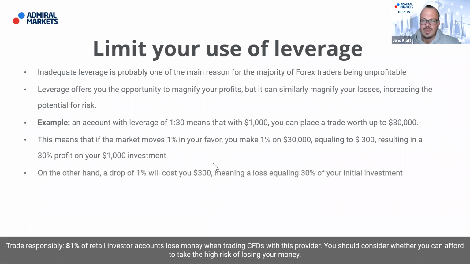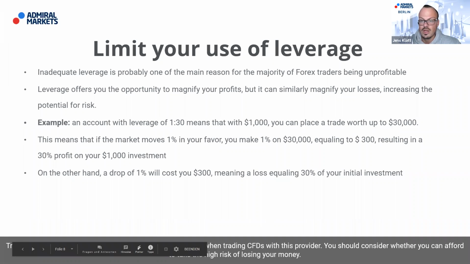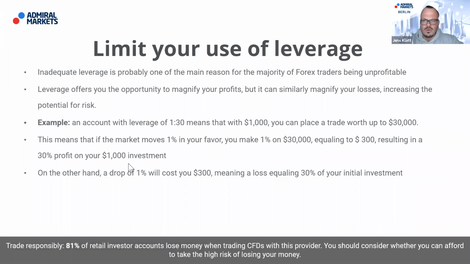And now the other side of the equation obviously shows that your potential losses are magnified too. If the market drops by, let's say, 1% and you positioned yourself long, the 1% is still on the 30,000 you're moving within the market, so you're losing 300, which equals 30% of your initial investment of 1,000 US dollars. And now the question might be at your end, okay, what can I do?